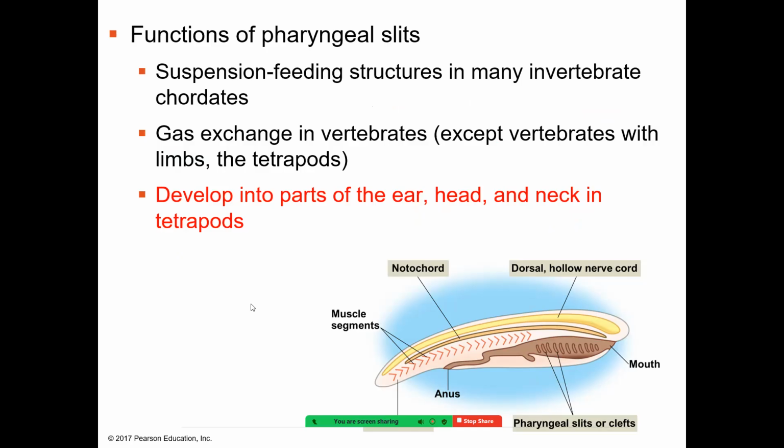The pharyngeal slits or clefts will become different things in different species, as I mentioned. They can be suspension feeding structures in some of the invertebrate chordates. They can be important for gas exchange in vertebrates, except for the tetrapods. In species like us, they will go on to be developed into parts of the ear, head, and neck in tetrapods.